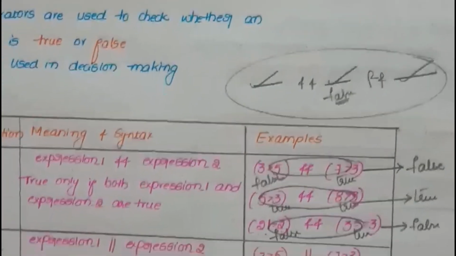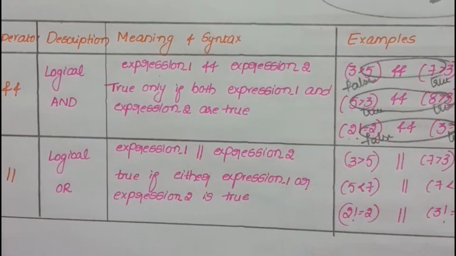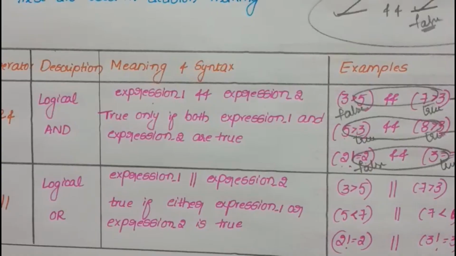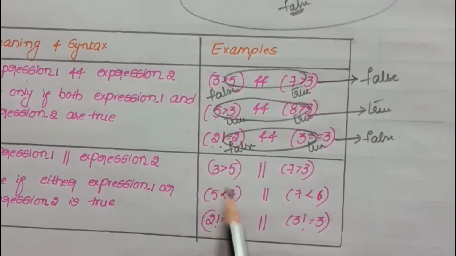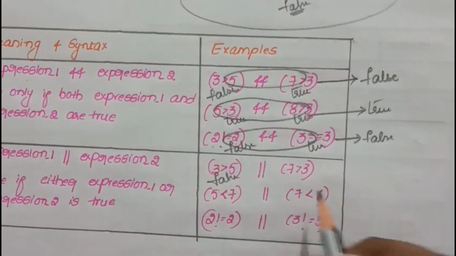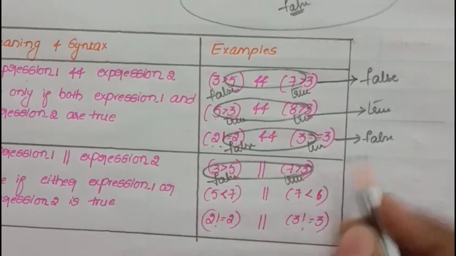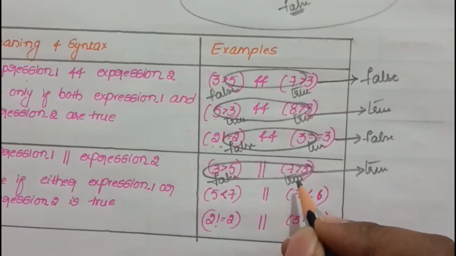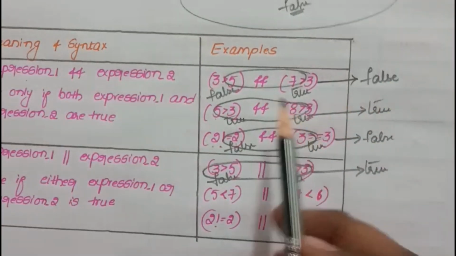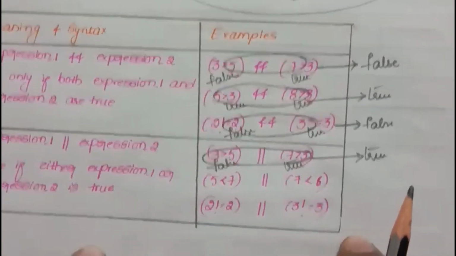That is the basic logic of logical and. Second is logical or. Logical or expects either one of the expressions to be true in the entire expression. For example, 3 greater than 5, of course it is false. 7 greater than 3, yes, it is true. So the entire expression will be treated as true because at least one of the expressions is true. Unlike logical and, which expects every expression to be true, logical or expects at least one expression to be true in the entire expression.